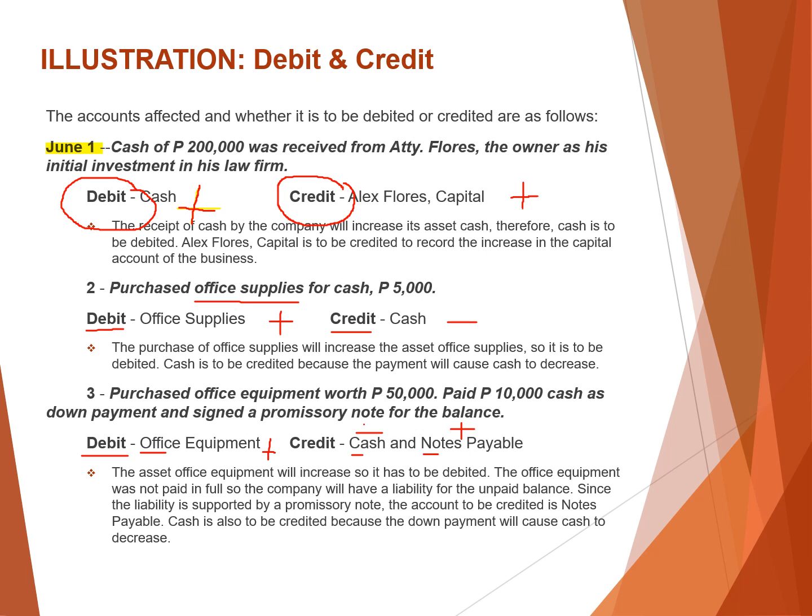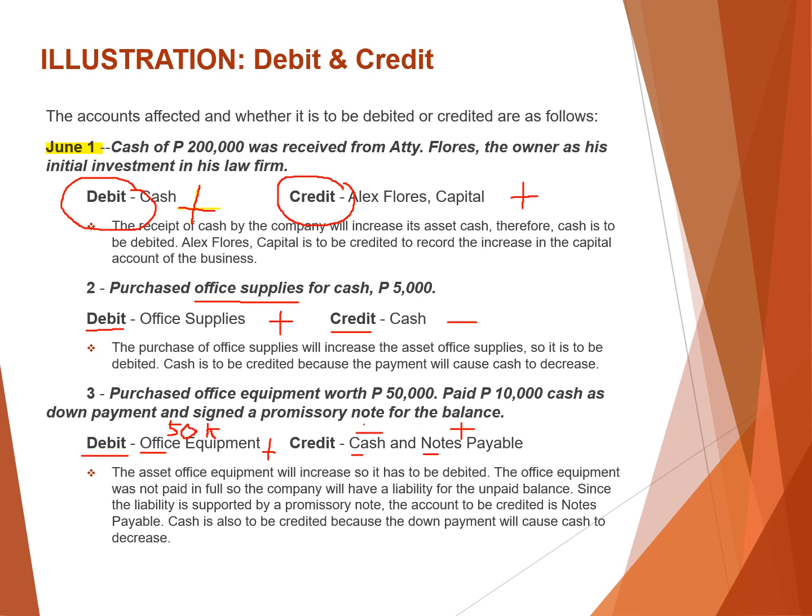Now, didn't we say that we should always account for the dual effect, which means that in every debit, there should be a corresponding credit and the amount should be equal. Now, let's see, are their amounts equal? As for office equipment, how much is the amount of office equipment? Right? That is 50,000. 50K.